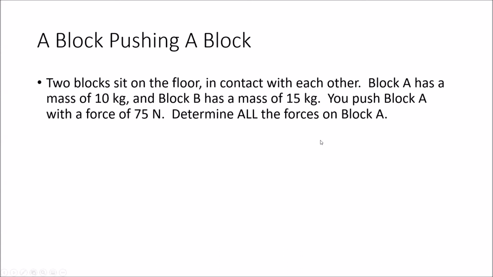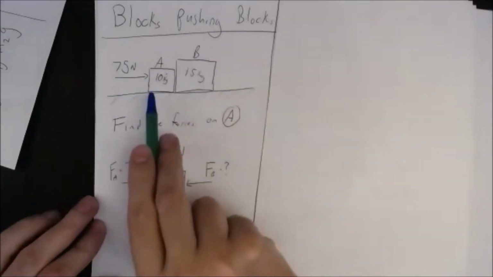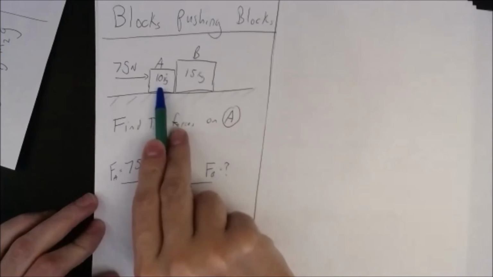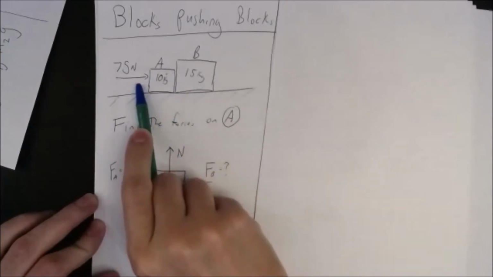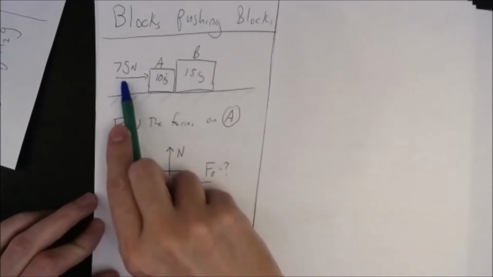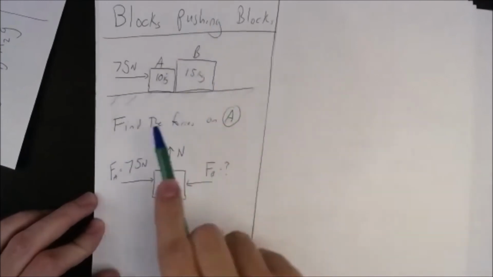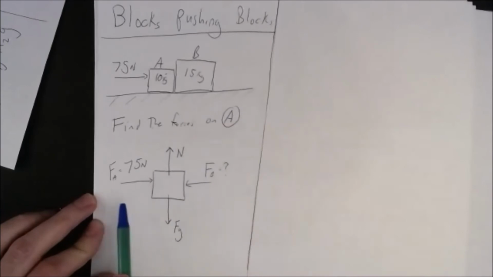This question is effectively asking you to make a detailed free body diagram for block A with the values of each force. If we've got a 10 kilogram block, block A, a 15 kilogram block, block B, a force of 75 newtons pushing on block A, that's from you, pushing on block A. We need to find all the forces on A.